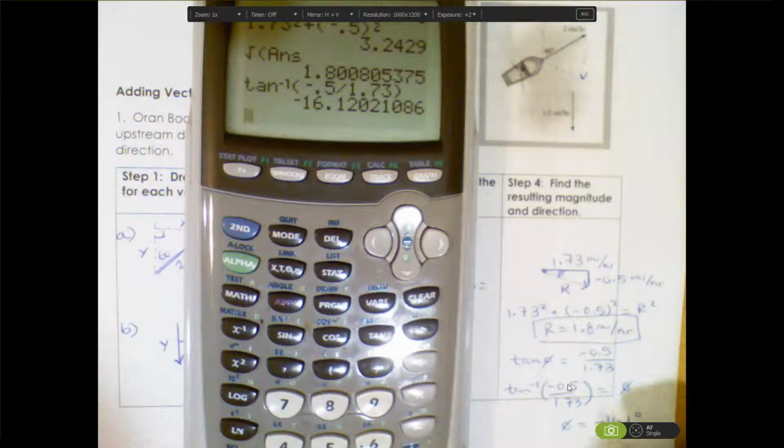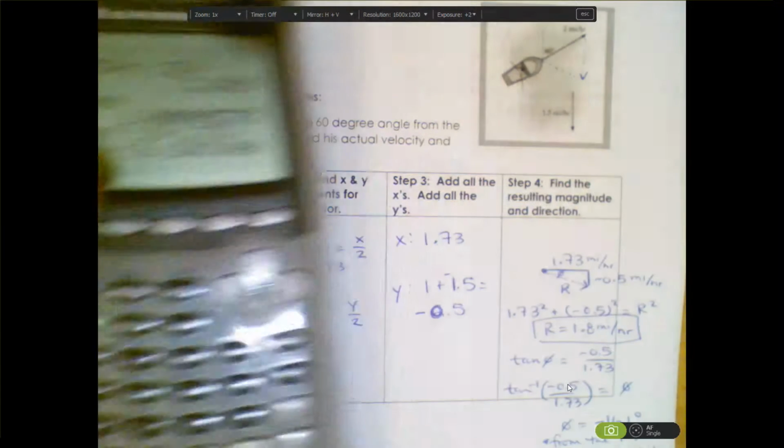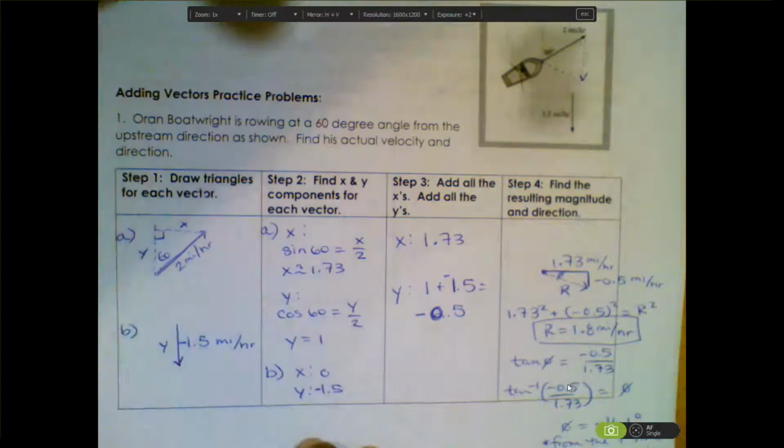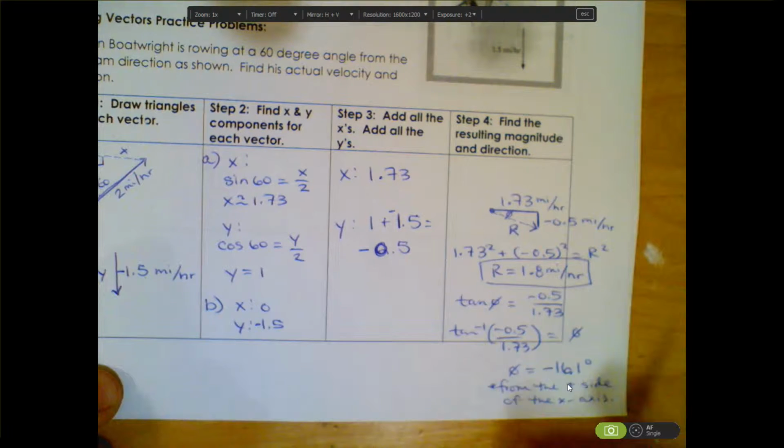And I'm just going to notate that this is from the positive side of the x-axis. Because there's different ways that vectors are measured, and we're going to look at that in other problems. Okay? So we need both that magnitude r, the result, and the direction. Those are the two pieces that you actually need to find the answer to.